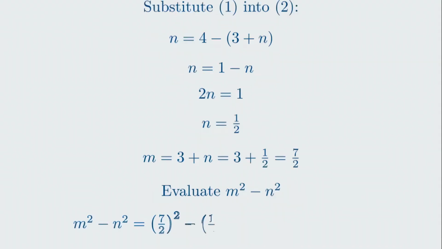Now we evaluate m squared minus n squared. We can use the difference of squares identity. m squared minus n squared equals m minus n times m plus n. Plugging in our values, we get 7/2 minus 1/2 times 7/2 plus 1/2. The first parenthesis is 6 over 2, which is 3. The second is 8 over 2, which is 4, and 3 times 4 is 12.